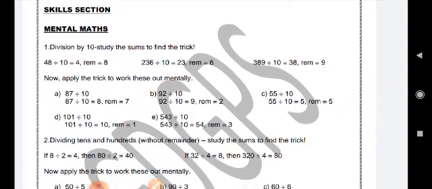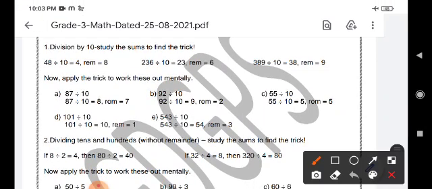First question, division by 10. Study the sums to find the trick. 48 divided by 10 equals 4. Remainder is 8. 236 divided by 10 equals 23. Remainder is 6. 389 divided by 10 is equal to 38. Remainder is 9. Now apply the trick to work out these mentally.